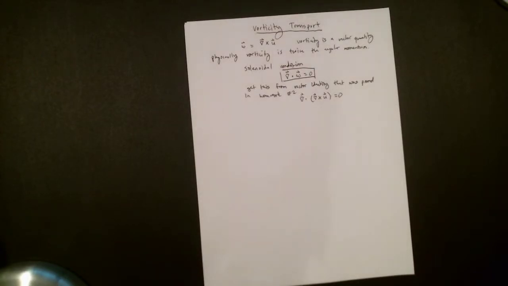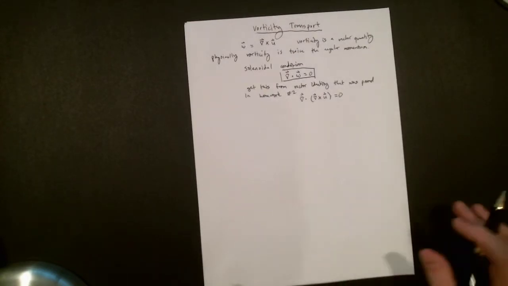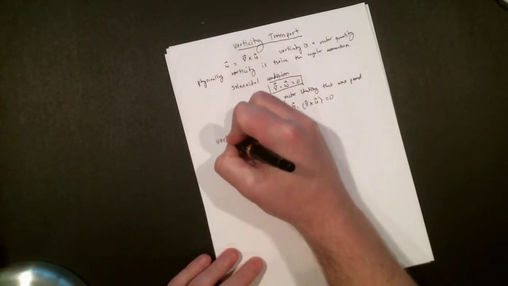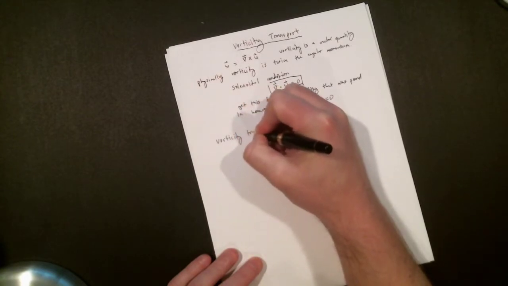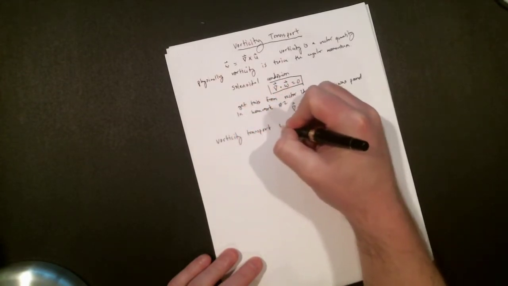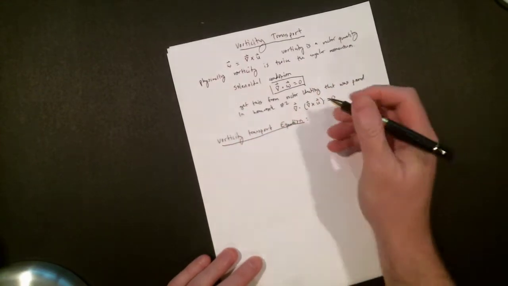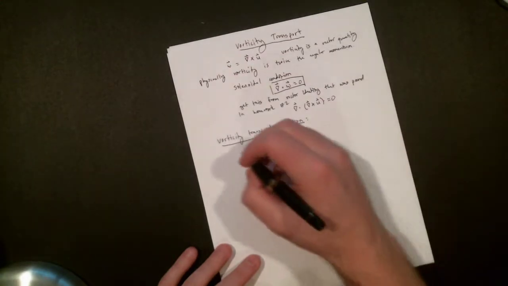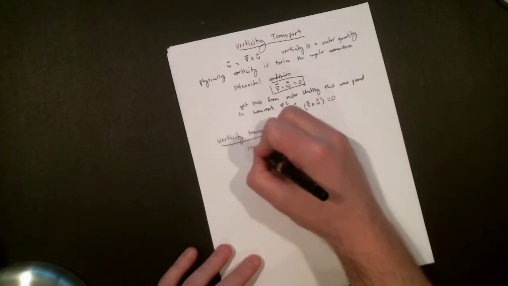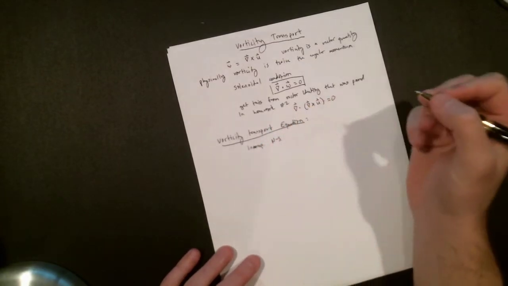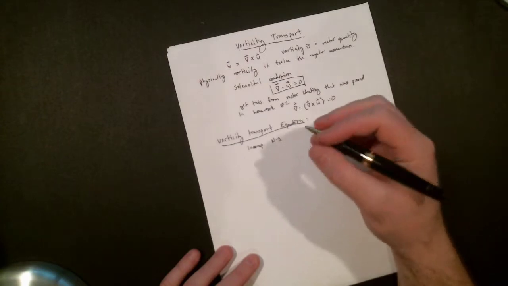The next component that we want to do now is take our general vorticity and derive our general vorticity transport equation. To do this, we'll start with the incompressible Navier-Stokes equations. We'll do this for an incompressible flow. You can also do this for a compressible flow, but we won't do that now.